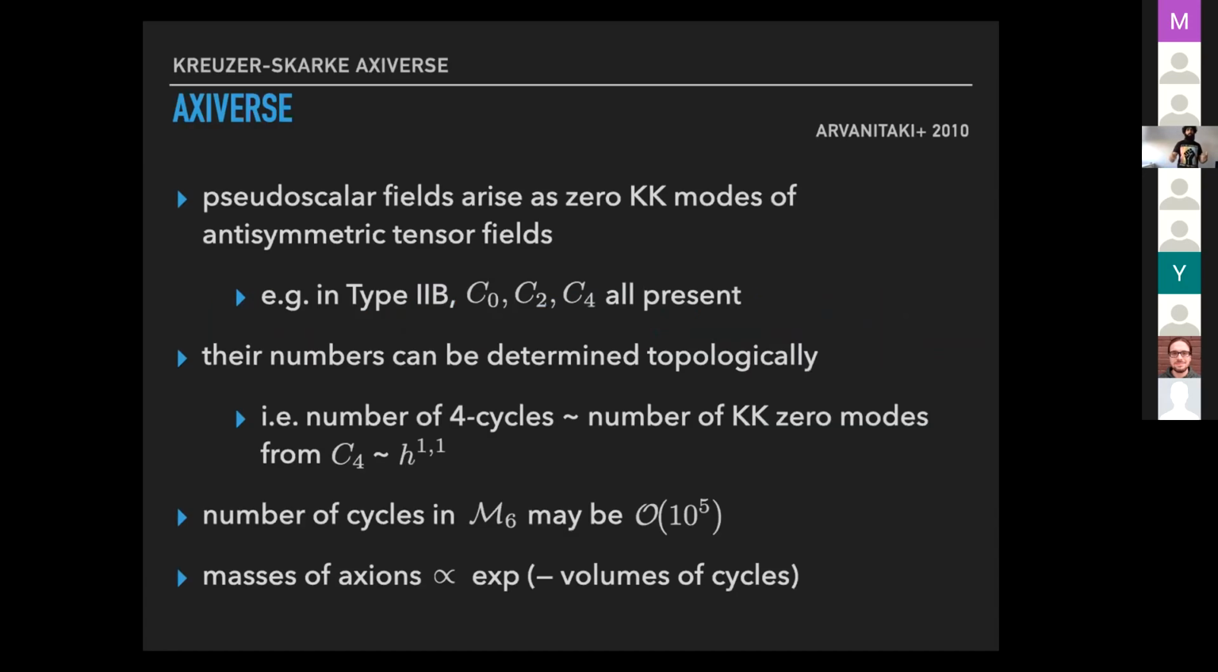As I mentioned, the Axiverse derives from the multitude of ALP sources in a given string model, and the vast range of volumes these fields will wrap. So the masses of our ALPs in particular are exponentially suppressed. That is, they're proportional to e to the minus volume, which essentially gives us a naive estimate of the mass.